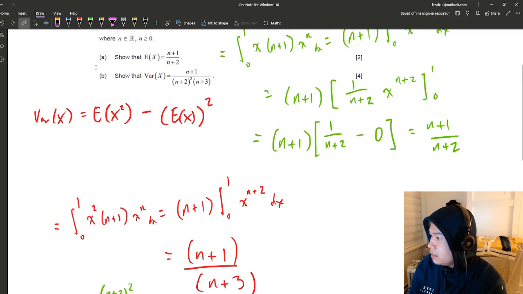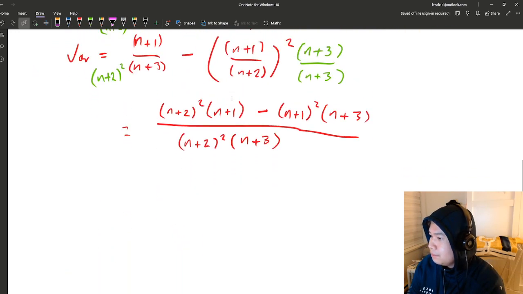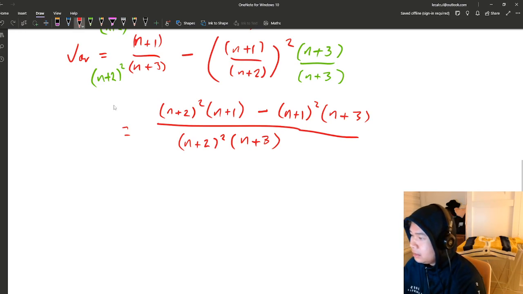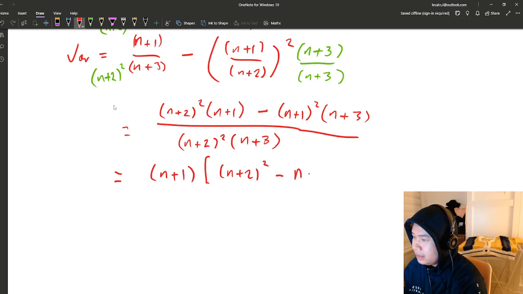And I think we need to show that this becomes n plus 1. Sure, okay. Does it? It might. Okay, I'm going to factor out the n plus 1. So then I'll have n plus 2 squared minus n plus 1 times n plus 3.